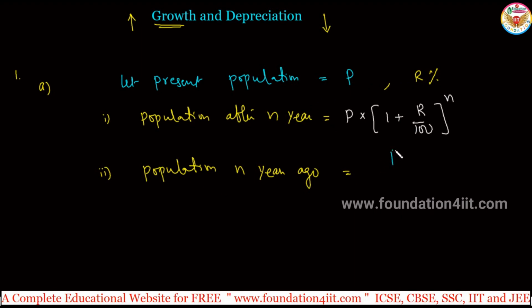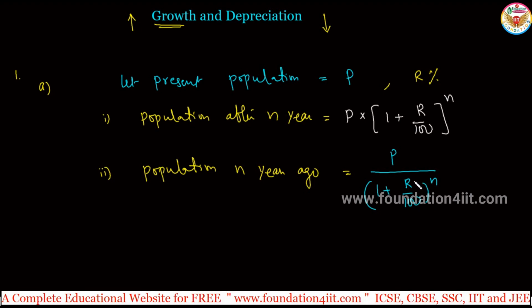We can apply the same formula: P divided by (1 plus R by 100) whole to the power n. Same. 3 years ago means P divided by (1 plus R by 100) power 3. That is the formula for population n years ago. This is after n years; this is n years ago. Present is P. After means this formula. Before 2 years, or before 3 years, before 10 years, the rate of growth is the same, R%.